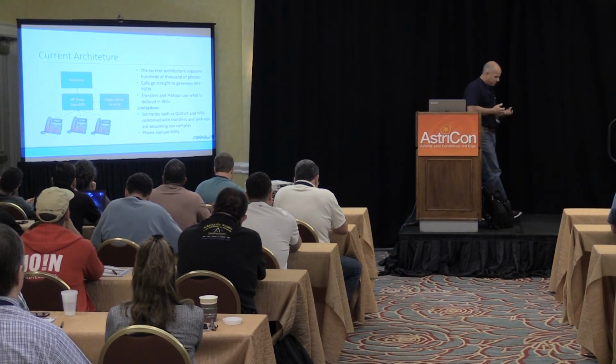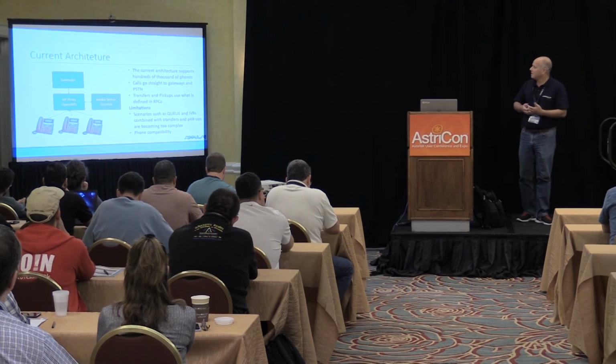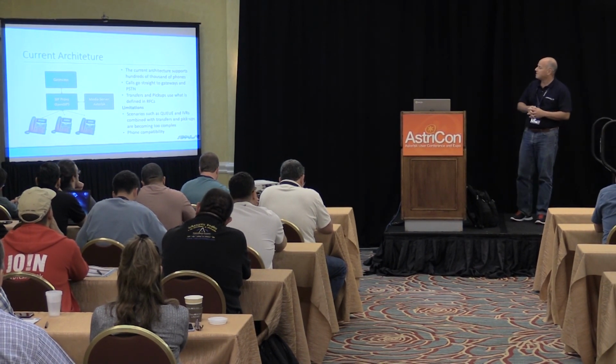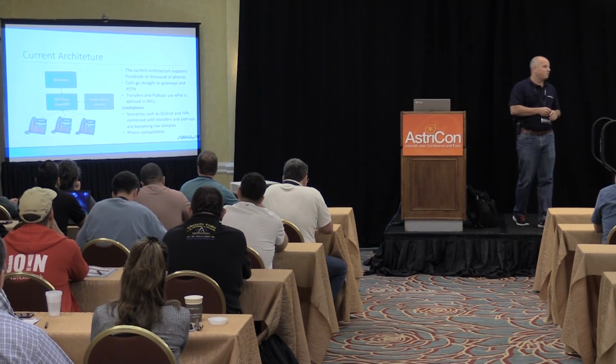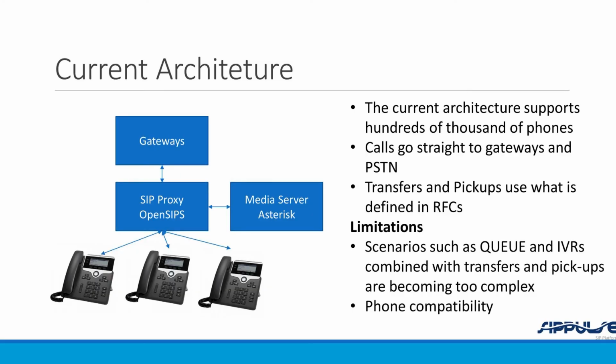The current architecture of the PBX is that we have a SIPP proxy, gateways, and a media server aside the proxy. So most of the calls do not traverse the media server. They go straight from OpenSIP to the gateways. This gives us a very large scalability. But there's a catch. There's a problem too.